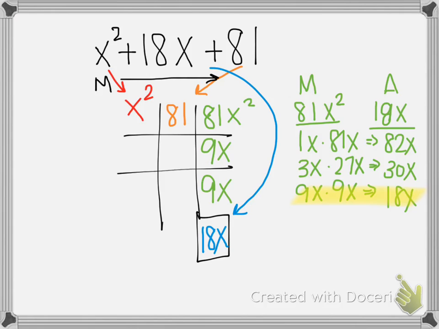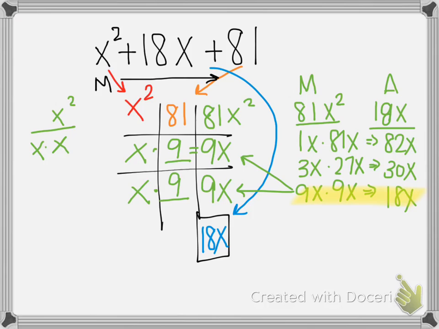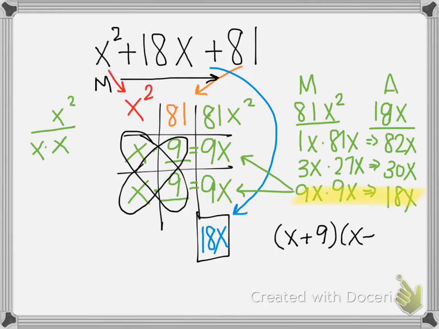So you have your two 9x factors, and then you have your x squared, which of course is x times x, so they go here. And then what times x will give you 9x? Well, it happens to be 9 on both of them. So your factors are your diagonals. So you go ahead and you have your diagonals here. And so your two factors are x plus 9 and x plus 9. Or, if you want to get fancy, x plus 9 squared.